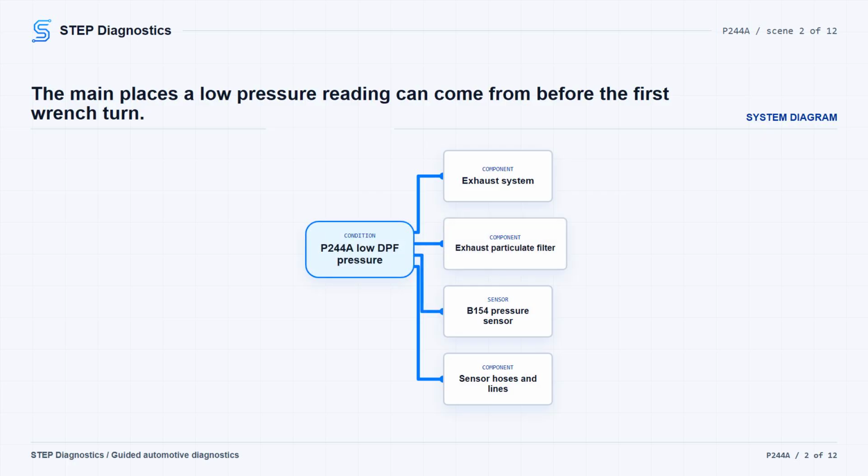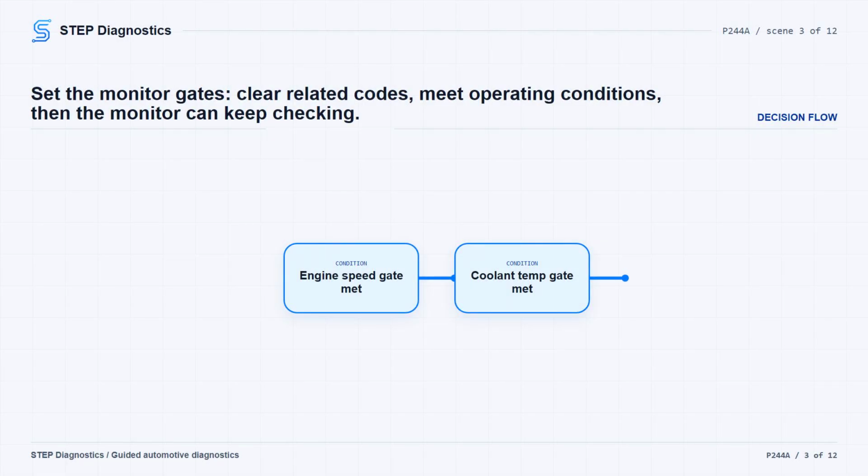The key is not to guess at the filter first. Start with the basic system checks, then follow a structured diagnostic approach before getting into the code-specific tests. Before judging the code, understand the monitor gates. The related pressure, temperature, and air measurement codes need to be clear first.